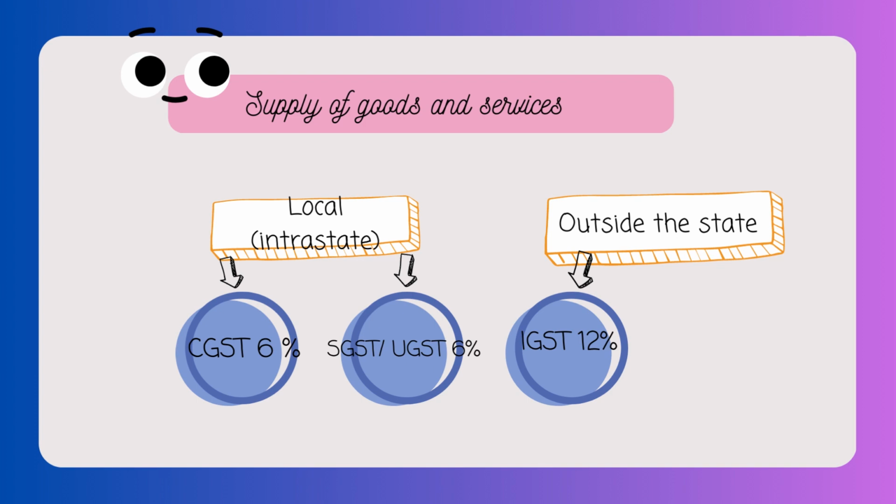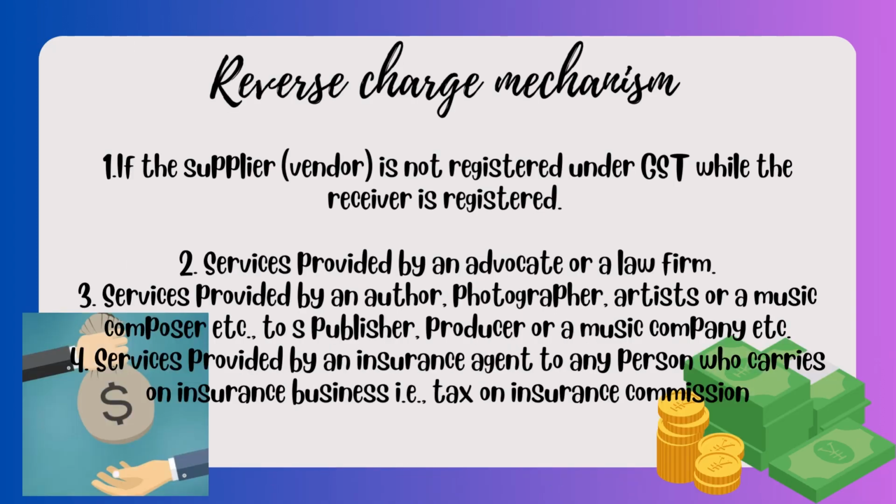Let's go to the reverse charge mechanism. Normally the seller collects GST from the buyer and the buyer pays it to the government. However, in some cases, the buyer pays GST directly to the government. Some of those cases are: if the supplier or vendor is not registered under GST while the receiver is registered; services provided by an advocate or a law firm; services provided by an author, photographer, artist, or any music composer, etc.